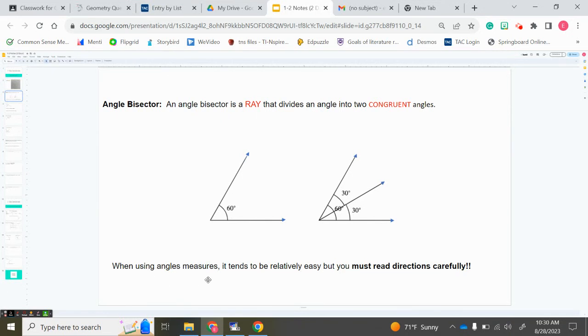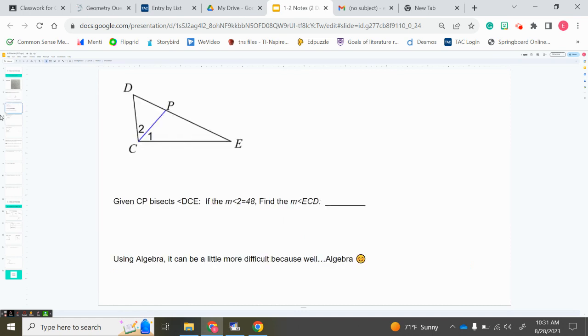When using angle measures, it tends to be relatively easy, but you must read directions carefully because they're going to ask you, what are you solving for? Are you solving for one angle? Are you solving for both? Are you solving for the whole? It all depends. Please make sure that you're reading directions carefully so you know what you're solving for. Any questions on that? Anybody still writing that down? All right, so let's move on to our first example.